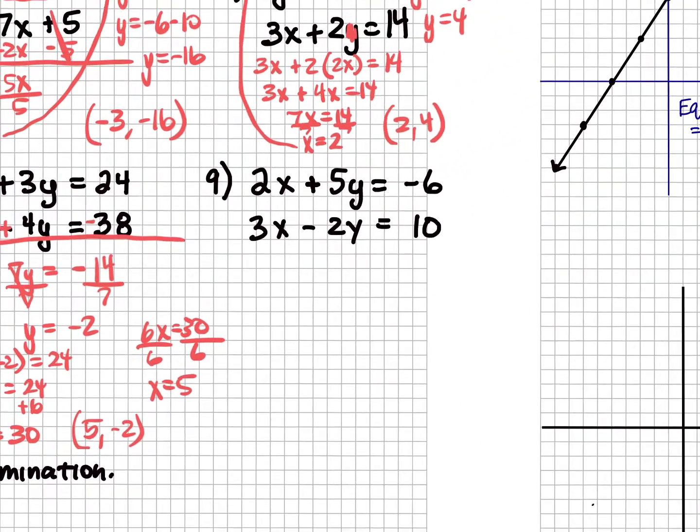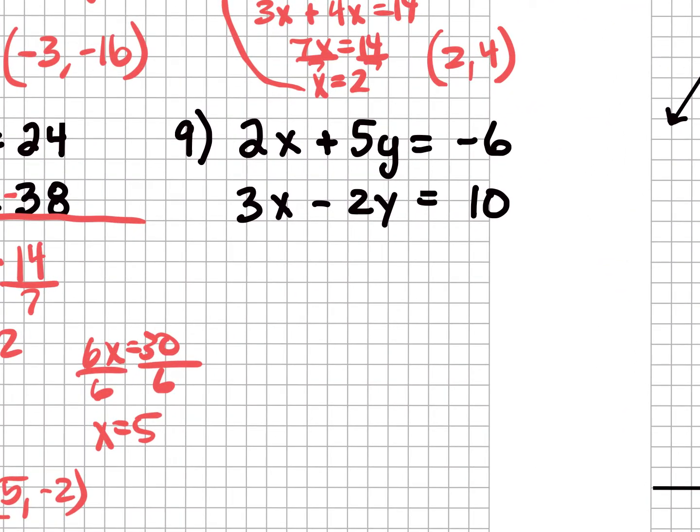Okay, number 9. Kind of a tough one because I'm going to have to do a lot of mixing. To get the x's to cancel out, I'm going to multiply everything in the top by 3. So I'm going to make this 6x. I'm going to make this 15y. Everything 3 times bigger. On the bottom, I'm going to make everything 2 times bigger to get to 6.